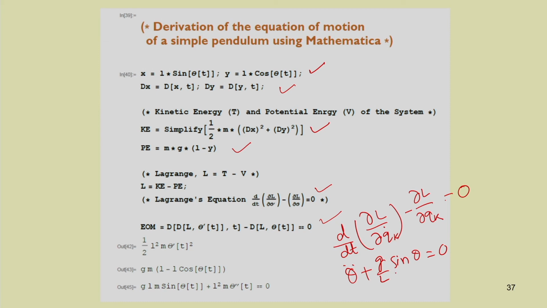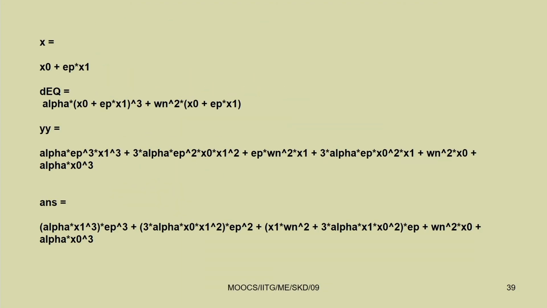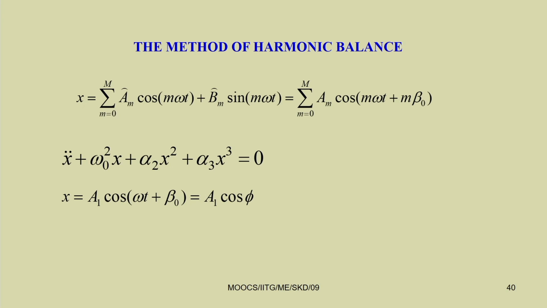Now, sin theta you can expand as theta minus theta cube by factorial 3, and so on. Now, you can use this straightforward expansion or the Lindstedt-Poincare method to find the solution. So, let us see another method, that is the harmonic balance method. This method you are already familiar with from the method of variable separation.